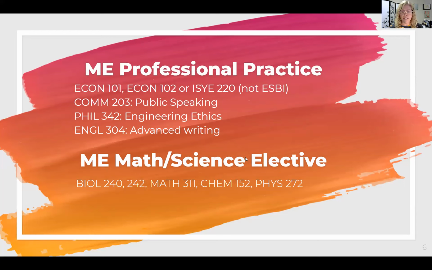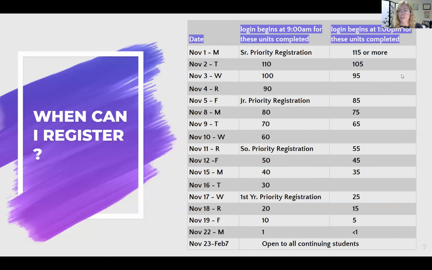Also, the math science elective is basically a level up from any science or math that you've already completed as part of your degree, like physics 272 is the additional math science because you've completed 271. The only science classes in this list that don't have labs are the bio 240 and 242, if that's of interest to you. When can you register?